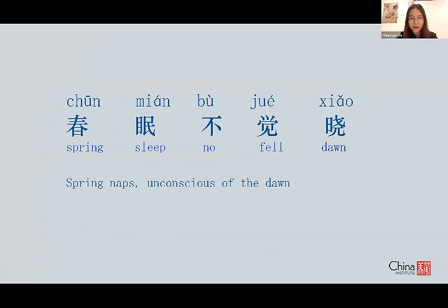Okay, this is the whole poem 春晓, and then we will read this poem line by line. In this part, I will read slowly, and you can turn on your microphone, and we can read this sentence together.